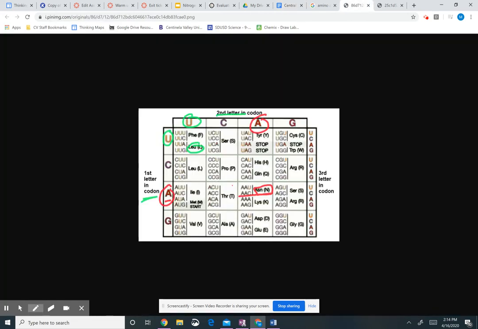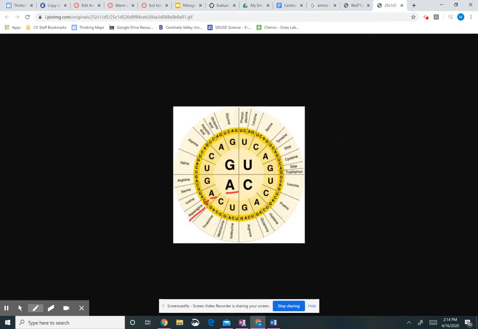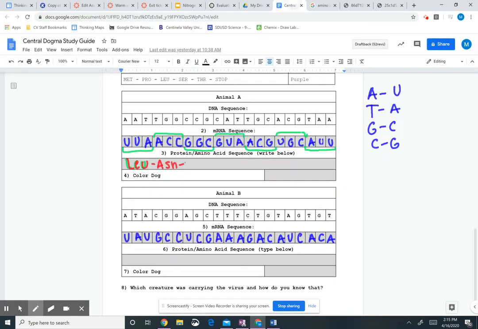And then we go GGC. So G, G, and C is going to be glycine, GGC. So we'll double check on here. GGC is glycine. And you guys should get the same letters no matter which chart you use. So whichever chart gives you the right letters more often, that's going to be the chart that I would recommend using for the test.